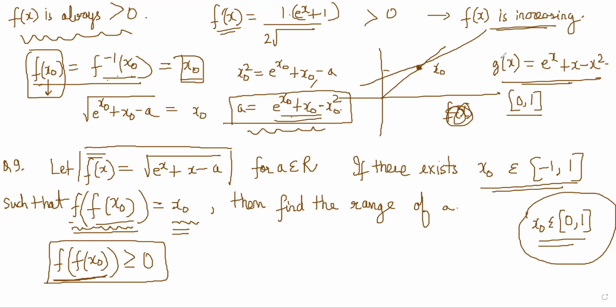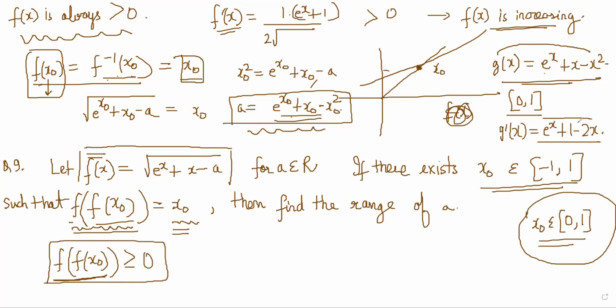So now to find this function's range, you should check whether it is increasing or decreasing, because that will be useful. Range can be found very easily by taking endpoints. So right now, if I take g dash x here, it will become e power x plus 1 minus 2x. And in the region of 0 to 1, this might be positive.